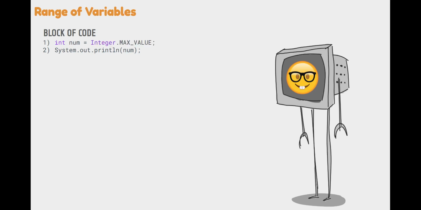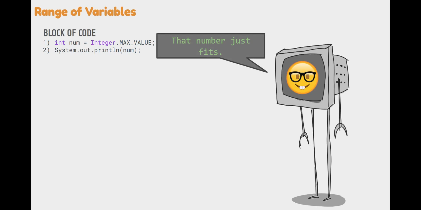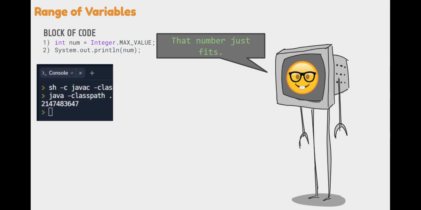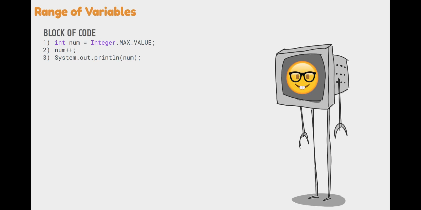So let's start off by putting in the biggest number that an integer can hold. Java is fine with that. It fits in that variable perfectly. If we try to print it out, it would tell us that number. Now that we put the biggest number in there, what's going to happen when we try to add 1 to it by using our increment operator of num++?